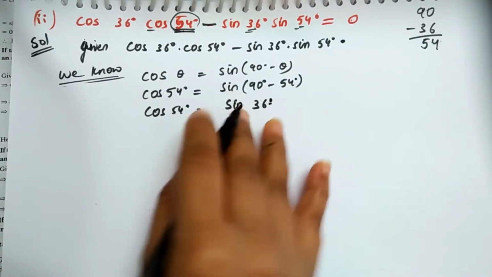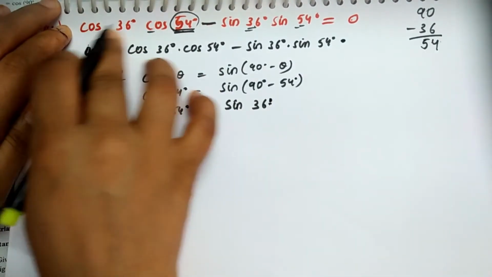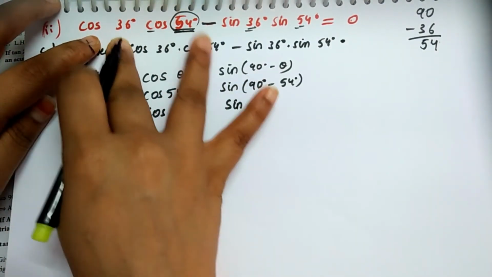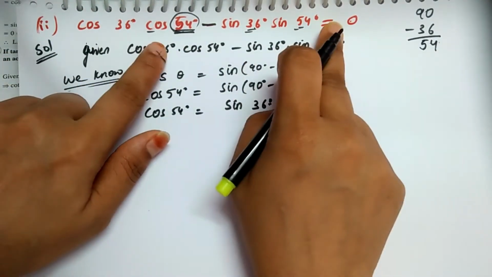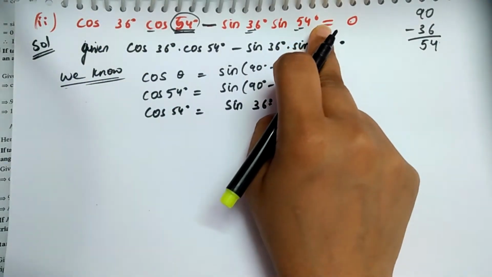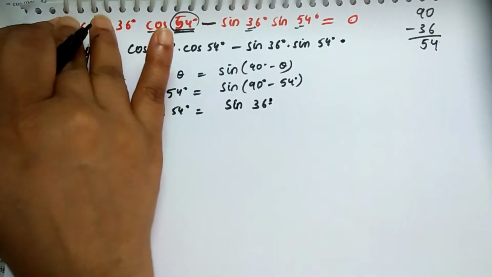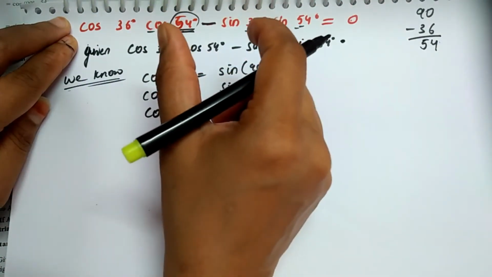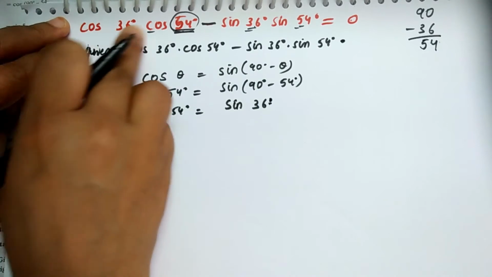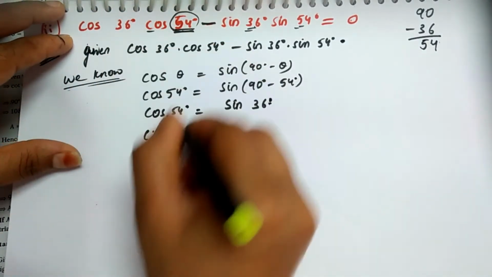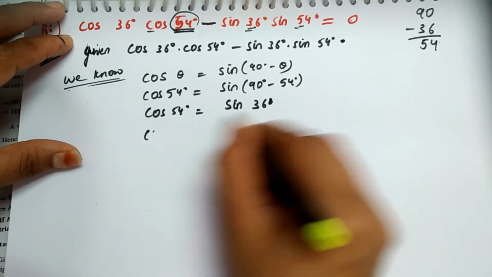Here you need to carefully check that this is cos, and this whole thing is sine. One more thing, and the best part is that the angles are relatable, 36 and 54. Because this has sine values, we need to get all these things in one term. So we will change this cos 36 degrees also. One of the values we got for cos 54 degrees is sine 36 degrees.